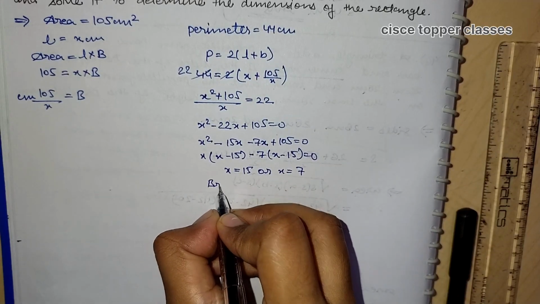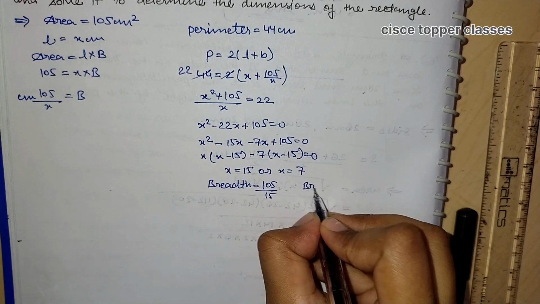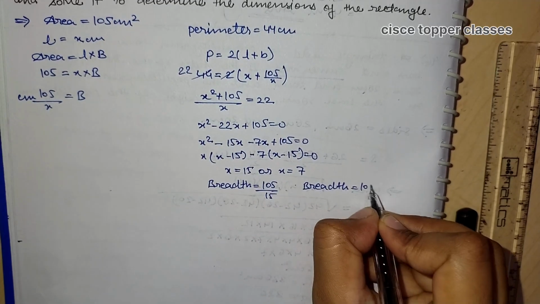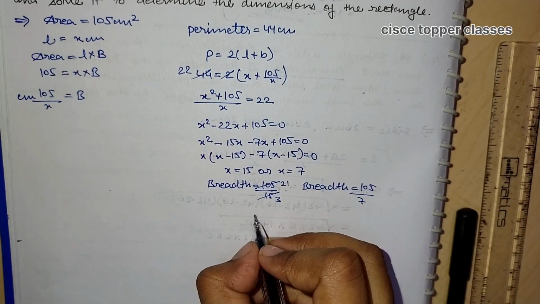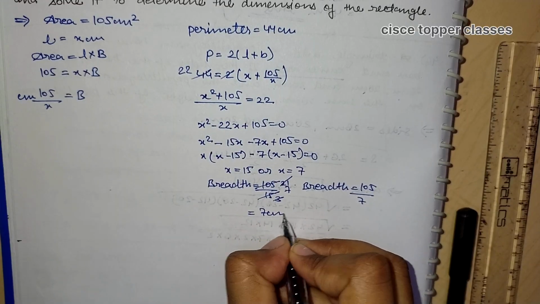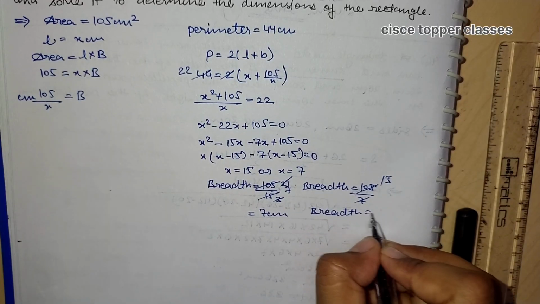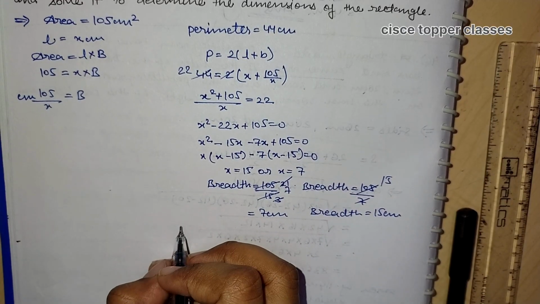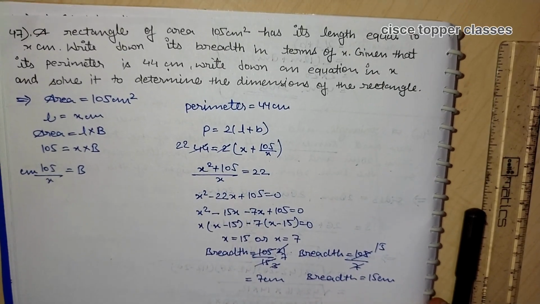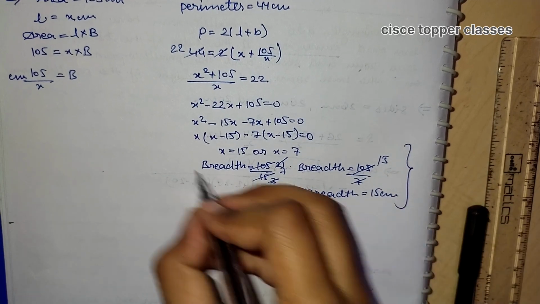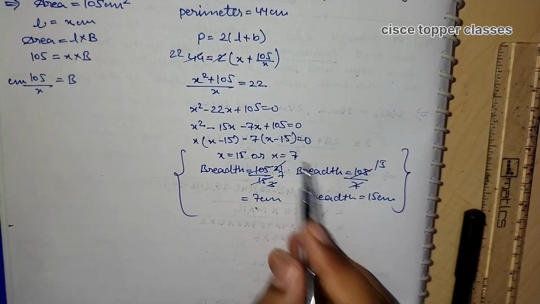Means the breadth is equal to 105 divided by 15, and here also the breadth is equal to 105 divided by 7. This will be 7 centimeter, and the breadth in the second part will be 15 centimeter. Means these are the dimensions of the given rectangle. So this is the solution of the 47th question. These are the dimensions: length is 15 and breadth is 7, or length is 7 and breadth is 15.